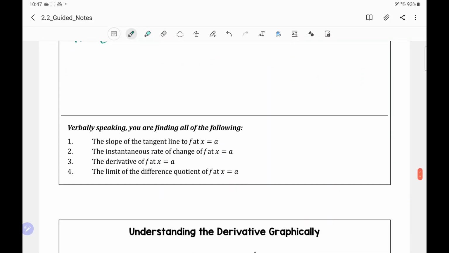So verbally speaking, you are finding all of the following, okay? Number 1, the slope of the tangent line to f at x equals a. Number 2, the instantaneous rate of change of f at x equals a. Number 3, the derivative of f at x equals a. Number 4, the limit of the difference quotient of f at x equals a. These are all the exact same thing. These are different ways of saying what we just did. We just have to get used to this vocabulary. So again, keep yourself some sort of note page where you can write these things down. Maybe do some decorative notes, whatever works for you.